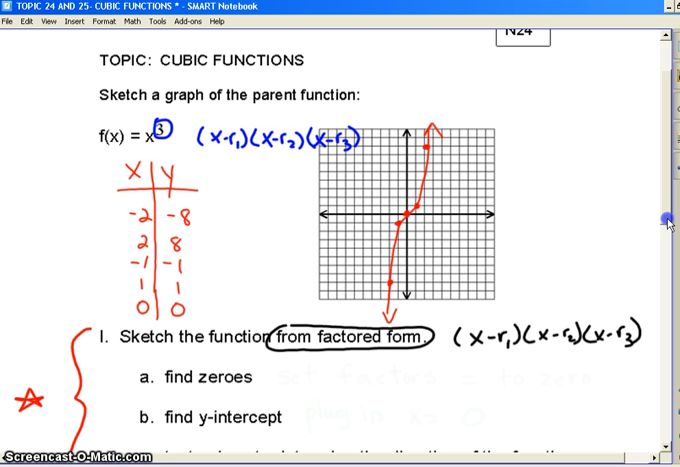Okay? Now, sometimes my roots can count more than once. For example, look at that parent function. How many times does it cross x? Once. But it's a cubic. Where does it cross x? At 0. So in the parent function, okay, x equals 0 is called a triple root. It's called a triple root. So as we go along, you'll see more of those kind of examples.